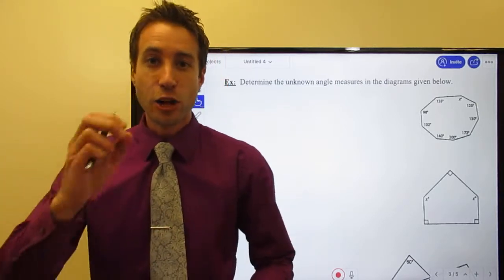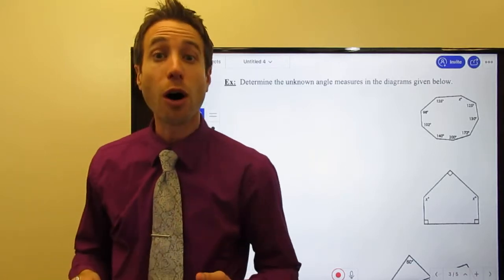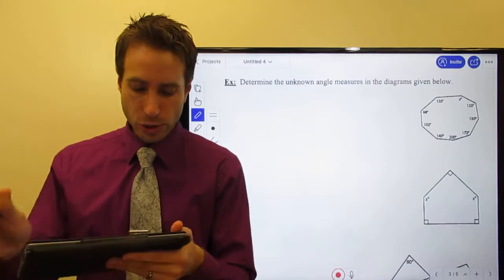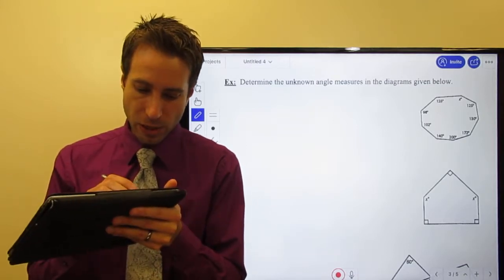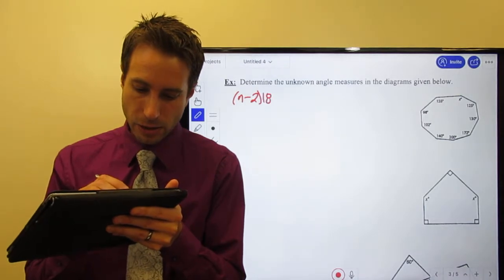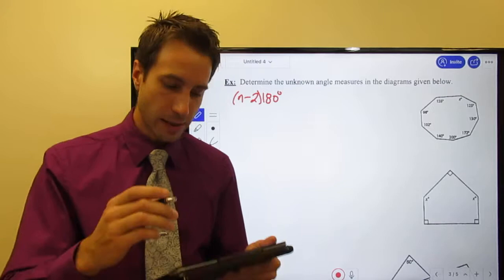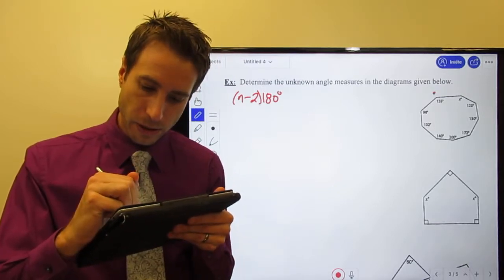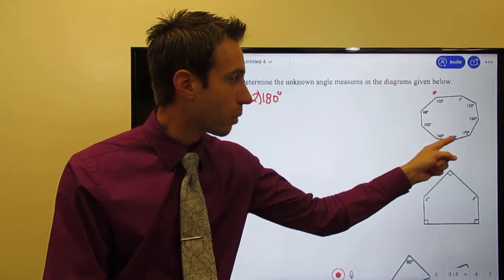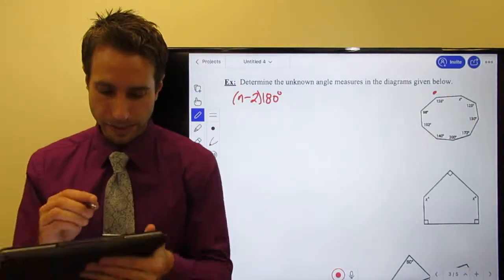Here we go. Two ways to do this. I don't care which way you do it, so I'll do it both ways for you. You can either use our equation. Remember, the equation is n minus 2 times 180. N is the number of sides, right? So let's count them up. I'm going to start right here. 1, 2, 3, 4, 5, 6, 7, 8, 9.